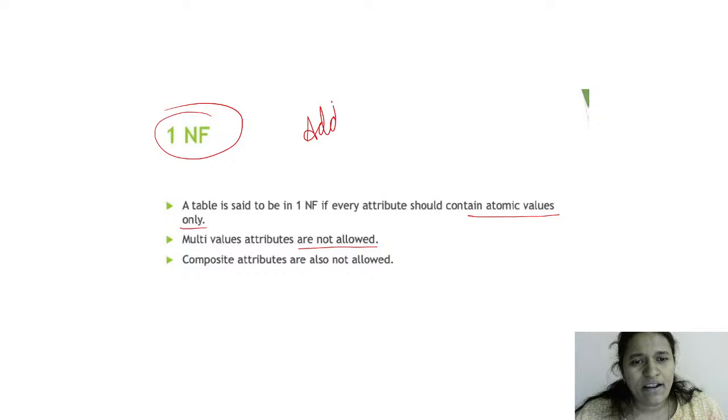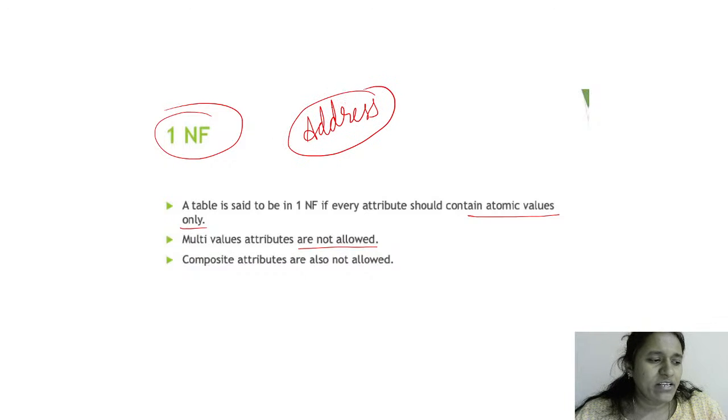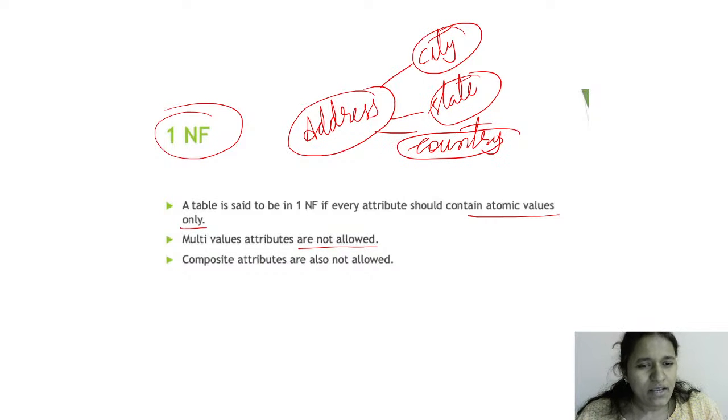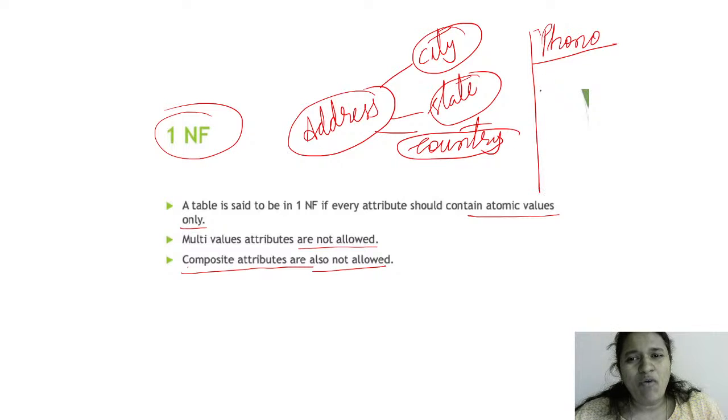Suppose address is there. Address has more than one value: city, state, country, like this. In one attribute, we should not have more than one value. That is called multi-values. Composite also is not allowed. Suppose a person has more than one phone number. If a phone number column is there, one person may have more than one phone number.